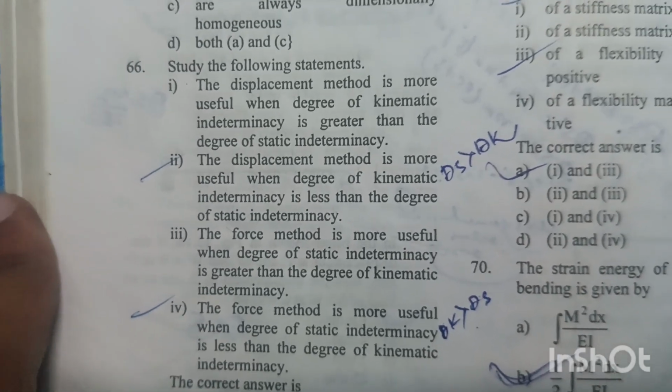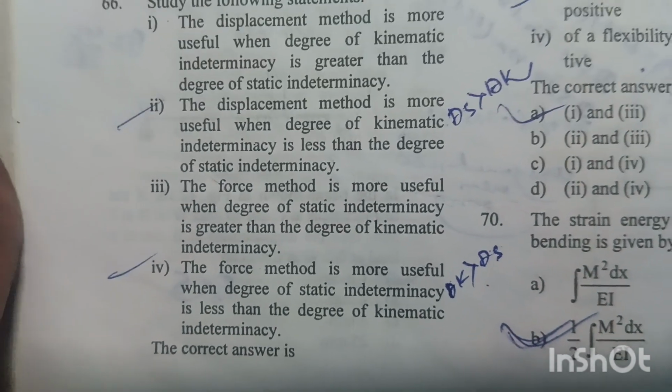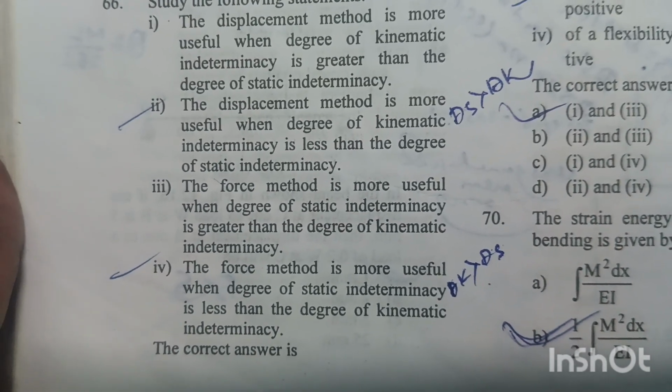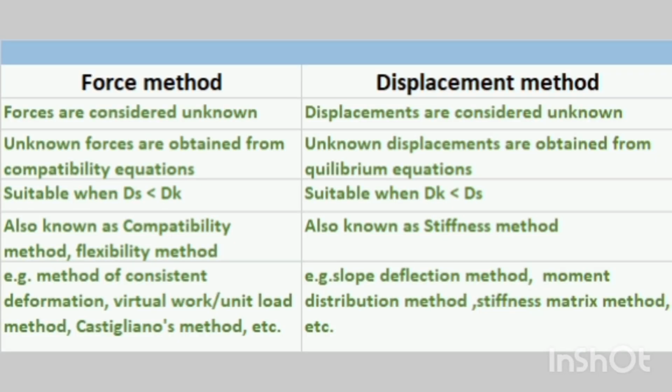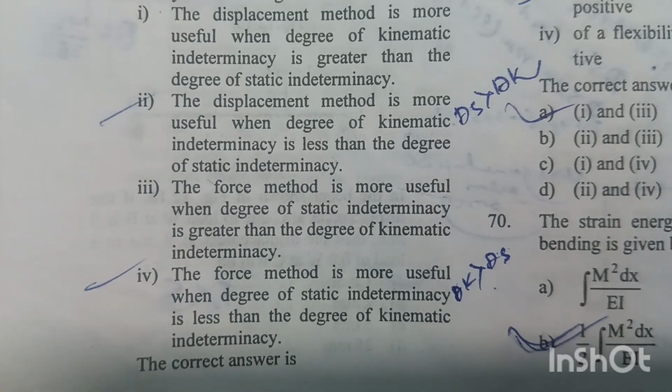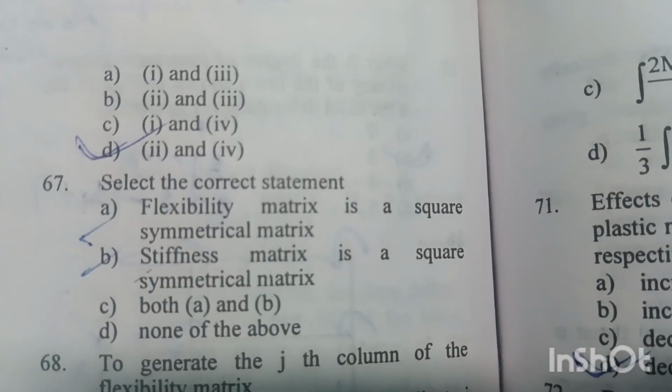Incorrect statement. Statement 4. The force method is more useful when the degree of static indeterminacy is less than the degree of kinematic indeterminacy. Correct statement. So the correct answer will be statement 2 and 4. Option D is right answer.